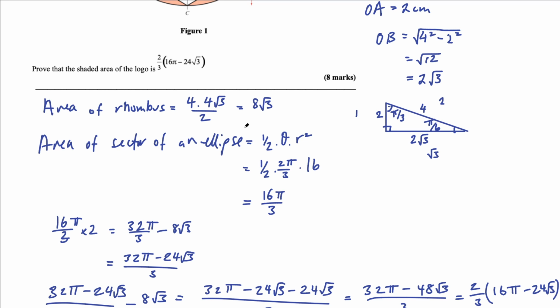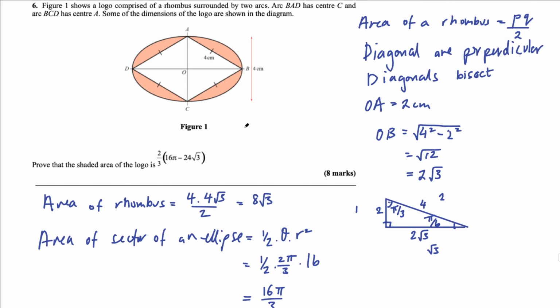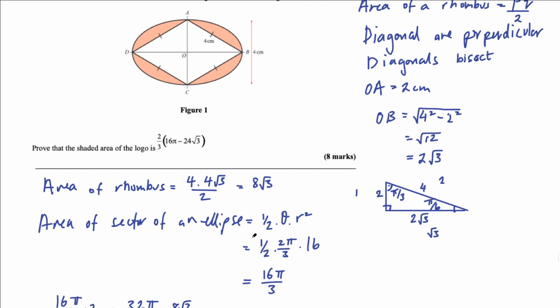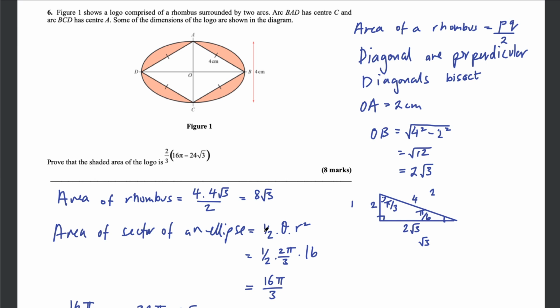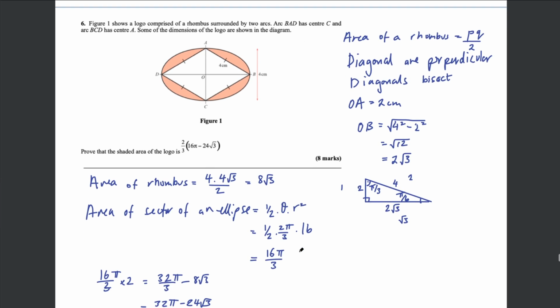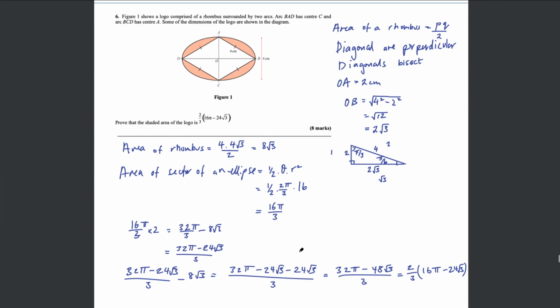The reason I highlighted this question was because I rarely see this area of a sector of an ellipse formula in an A-level paper. If someone wants to correct me on that, if someone wants to say, yeah, it's pretty common, I've worked on that before, go ahead. But I thought I'd just highlight that area of a sector of an ellipse, an important thing to know for A-level mathematics. Okay, so there you go. That was a question from a pure mathematics topic paper.